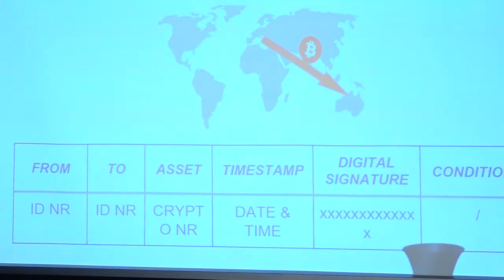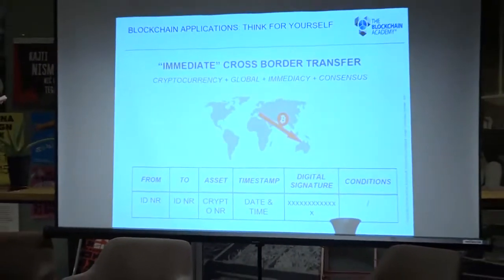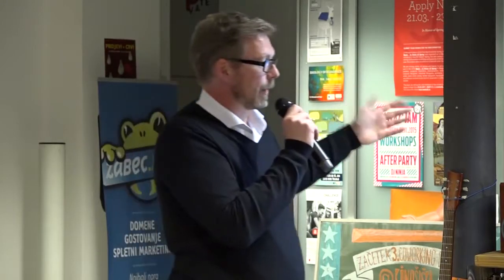So you take the cryptocurrency we just created before, you combine it with other features, characteristics of the blockchain, which is the global aspect, which is the immediacy, which is the consensus. Well, you can start to send digital money from one place in the world to another instantaneously, okay?